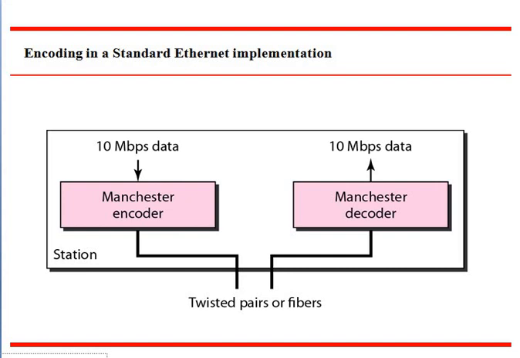Encoding in the standard Ethernet implementation: we are going to use a Manchester encoder and Manchester decoder. The input is 10 Mbps of data and the output is also 10 Mbps of data. The cables we are going to use here are twisted pairs or fiber cables.